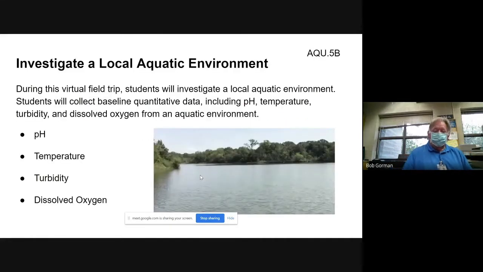This morning, we're going to do a virtual field trip where students will investigate a local aquatic environment. Students will collect baseline quantitative data, including pH, temperature, turbidity, and dissolved oxygen from an aquatic environment.